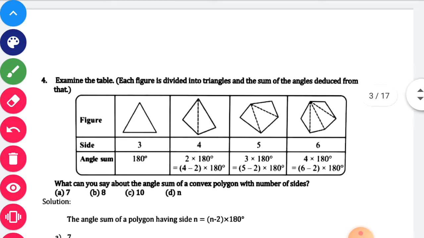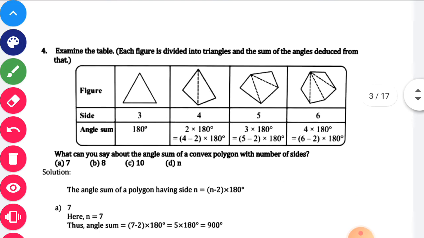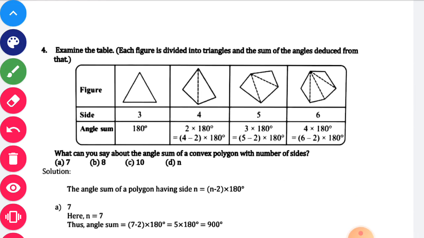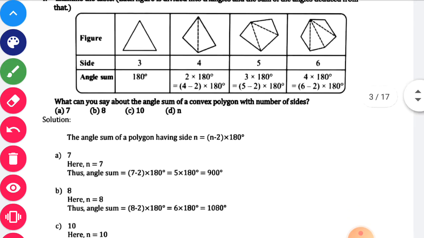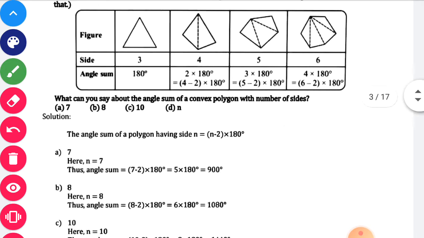Let us start exercise 3.1, question number 4. Examine the table. Each figure is divided into triangles and the sum of angles deduced from that. Figures are given, and here we have to find out what you can say about the angle sum of a convex polygon with the number of sides. You have to find out the sum of angles.